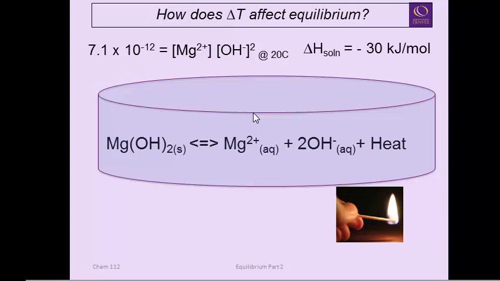So now let's put a match to this thing and see what happens. So LeChatelier would say, hey, look, this creates heat as it goes to products, and now the stressor is heat is coming into the system. How can the equilibrium shift to relieve that heat? And the answer would be it would shift back to the left or back towards reactants to consume the heat.